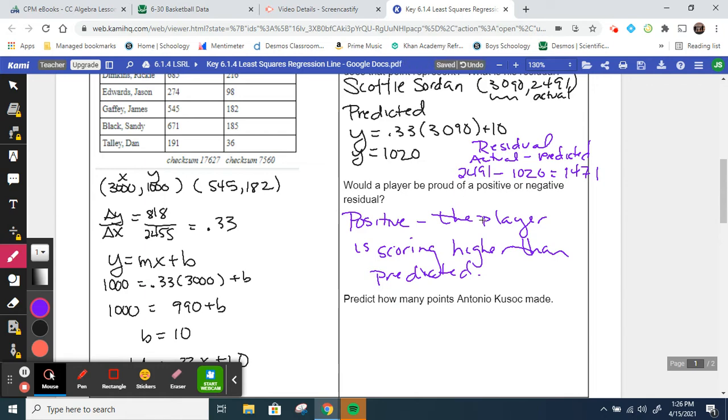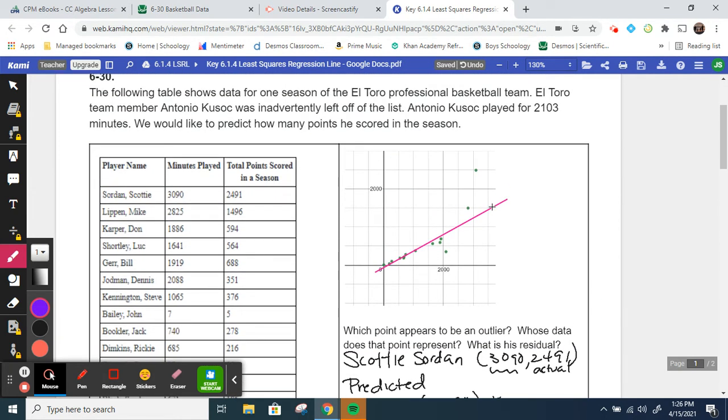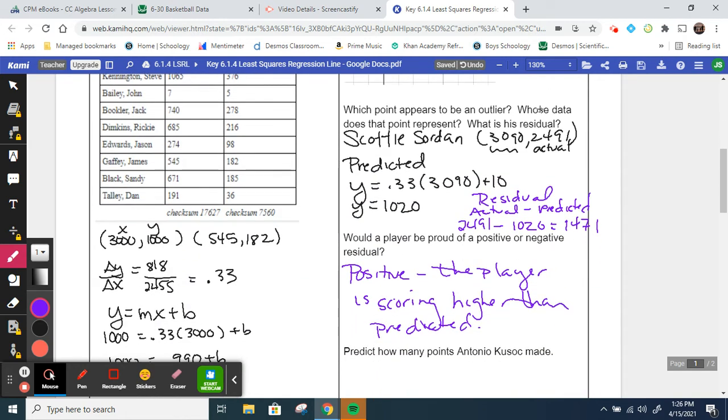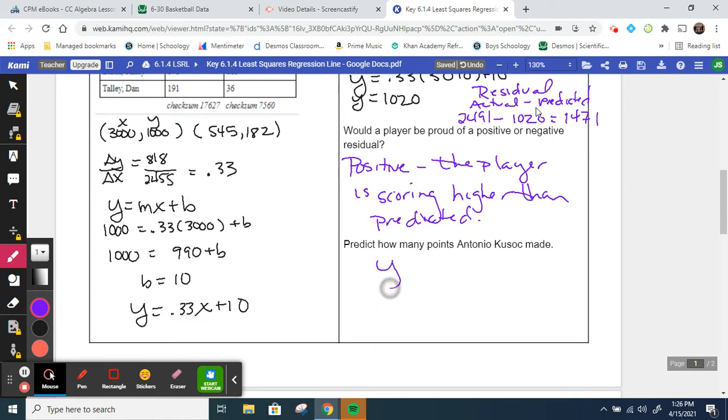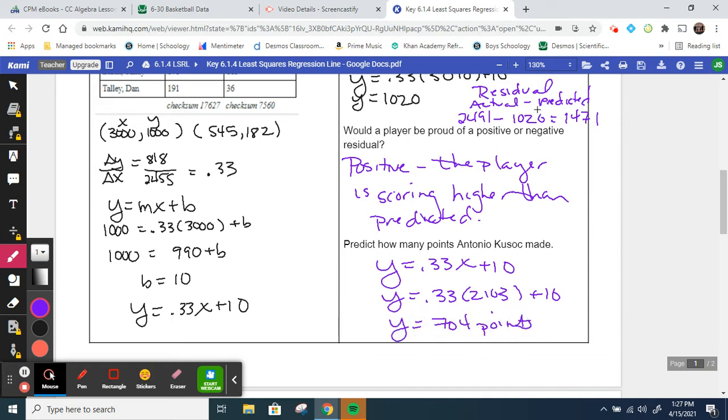Well, now remember they had told us about Antonio and how we knew that he's played for 2,103 minutes, but now we want to know how many points he scored. So now that we have this model, y equals 0.33x plus 10, I can substitute in 2,103 for x, and then he would have scored about 704 points. Okay, so the whole point of getting that predicted model, or that line of best fit, is to be able to make predictions. So we have this model to predict things.